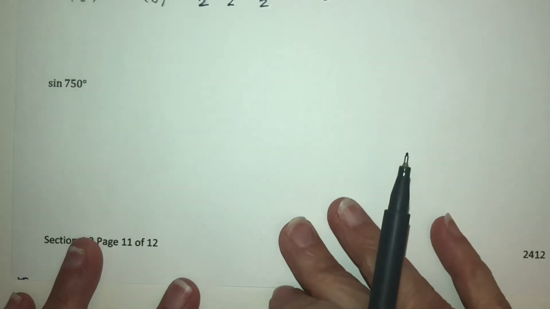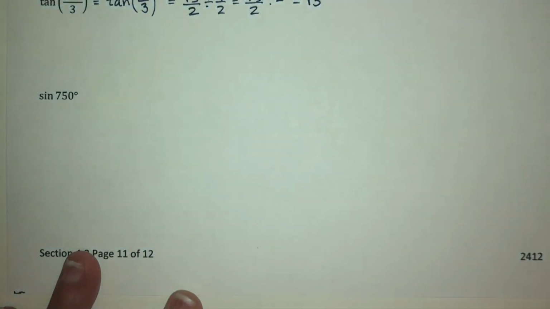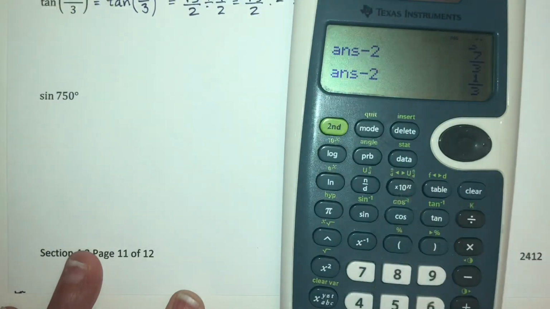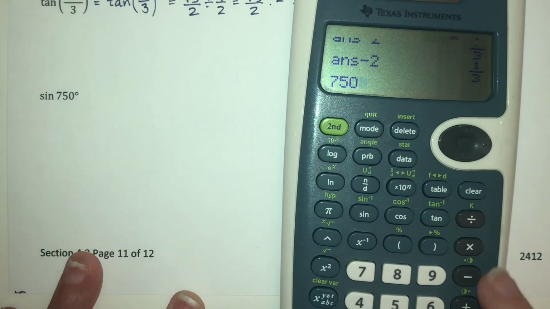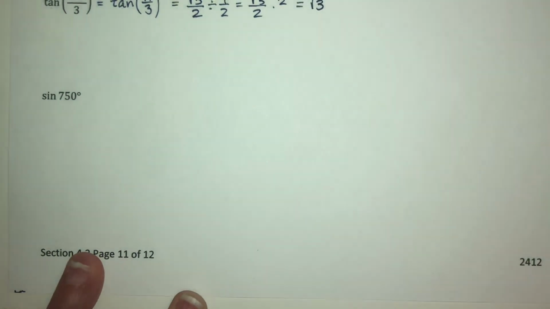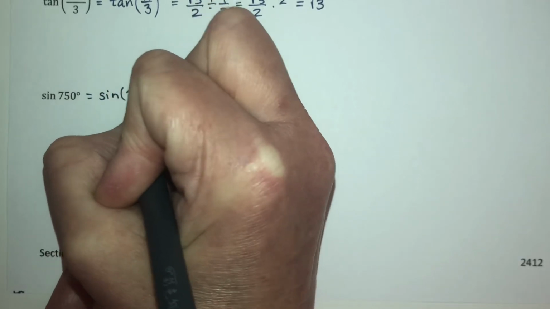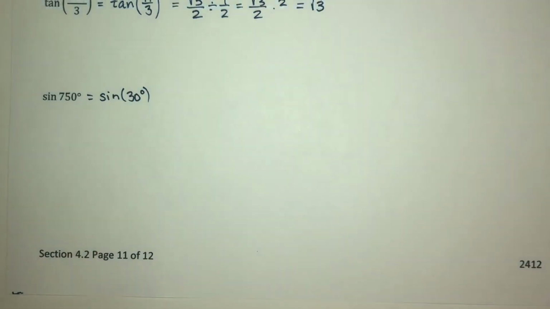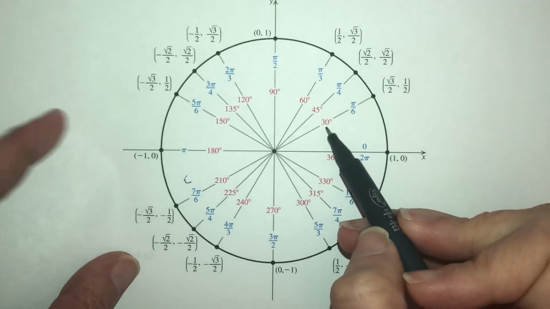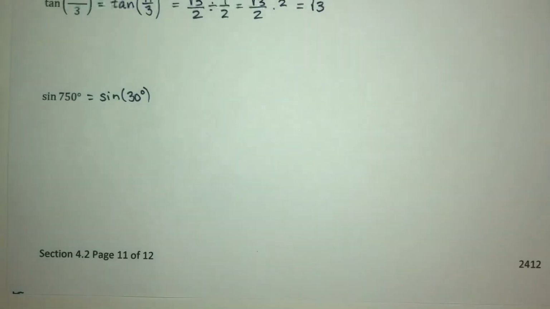And then doing something very similar here, I'm asked to find sine of 750 degrees. So we subtract 360 until we have a number between 0 and 360 to see that it's 30. So this is the same thing as sine of a 30-degree angle. Sine of 30 degrees, sine is your y value, so that should equal 1/2.